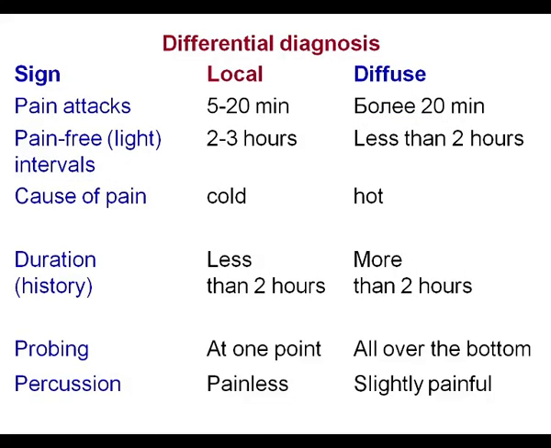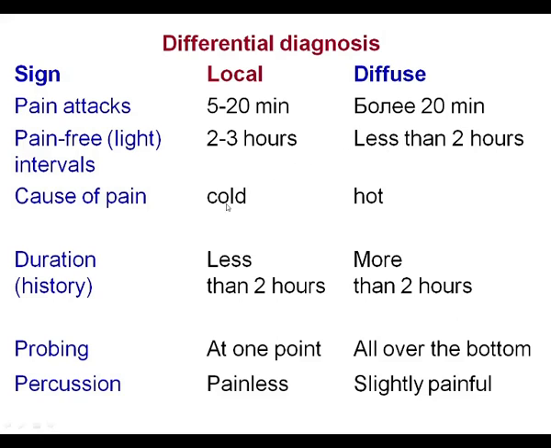To differ these two forms, local and diffuse, we also have to count this characteristic. Pain attacks for local are short, short time, from 5 till 20 minutes, and for diffuse more than 20 minutes. Pain-free intervals for local are from 2 to 3 hours, and for diffuse less than 2 hours and then maybe than 1 hour.